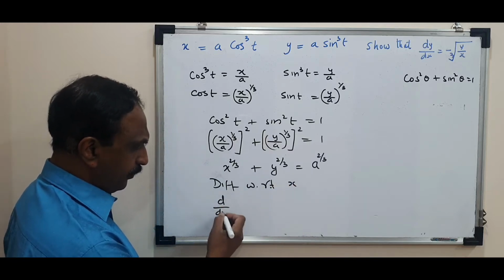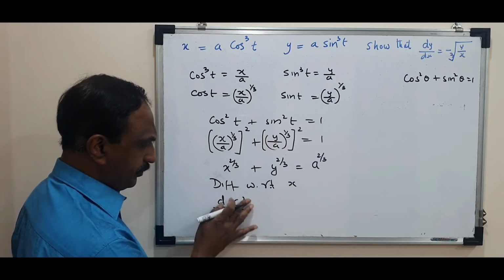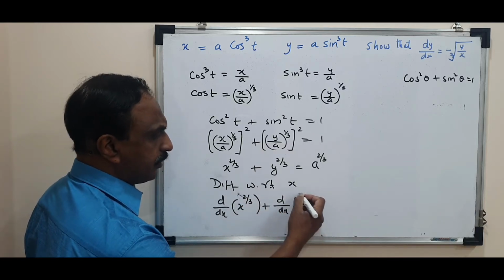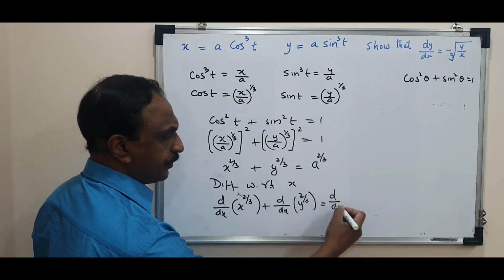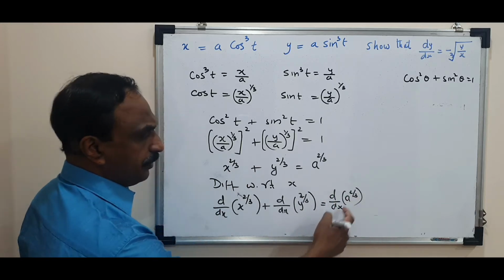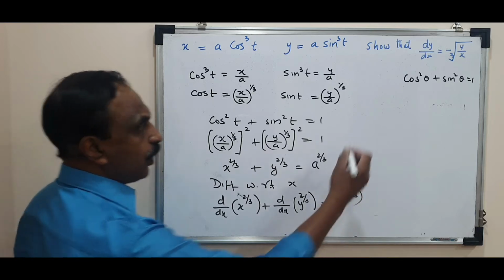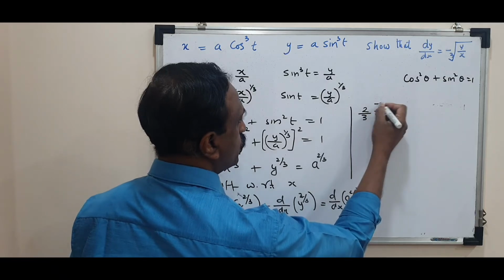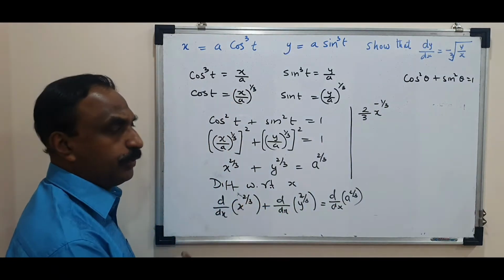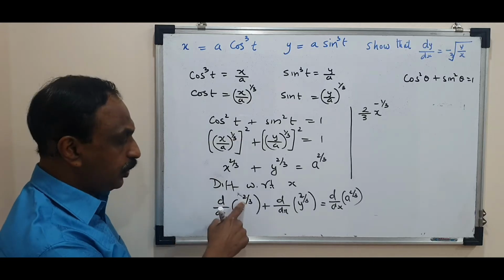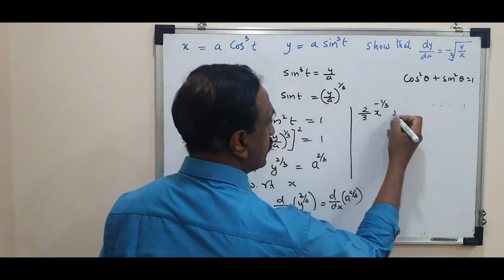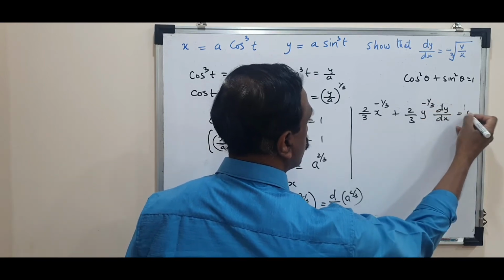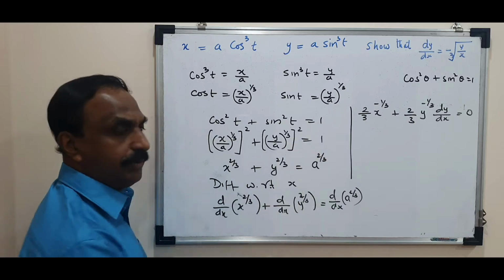So d by dx of x raised to 2 by 3 plus d by dx of y raised to 2 by 3 is equal to d by dx of a raised to 2 by 3. Because you are differentiating with respect to x, a is a constant, so the derivative of a will be 0. So 2 by 3 x raised to minus 1 by 3, the derivative of x raised to n is n into x raised to n minus 1, 2 by 3 minus 1 is minus 1 by 3. Same way, 2 by 3 y raised to minus 1 by 3 into dy by dx equal to 0. You are differentiating y with respect to x, so dy by dx has come.